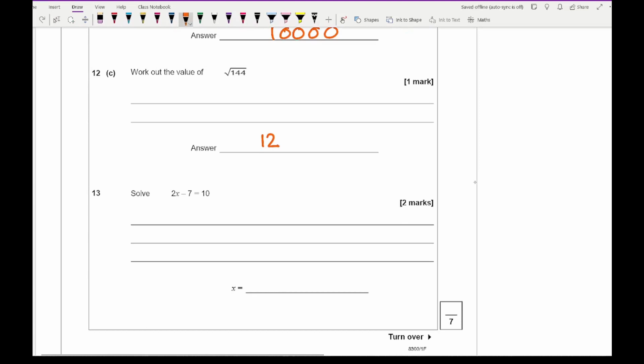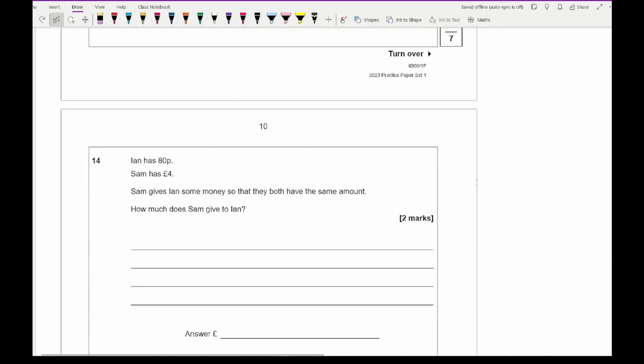Then solving this equation, we want to add 7. So that becomes 2x equals 17. And then we want to divide by 2. So x equals 17 divided by 2. Or you can write it as a mixed number. So we can write it as 8 and a half. Or we can write it as a decimal, which is 8.5. So any of those answers would be absolutely fine.